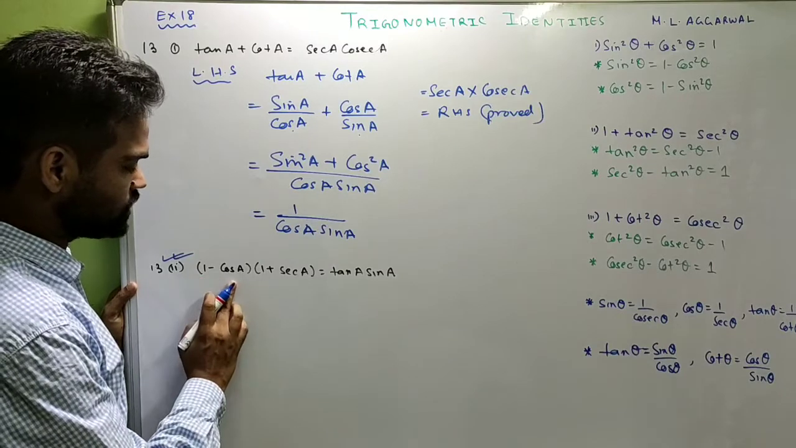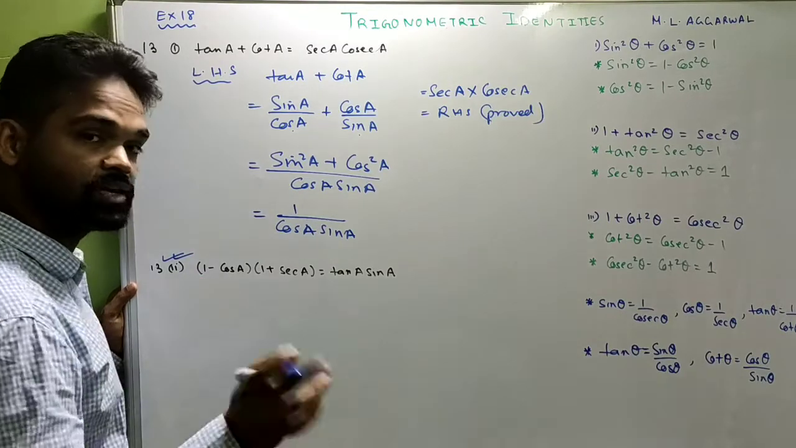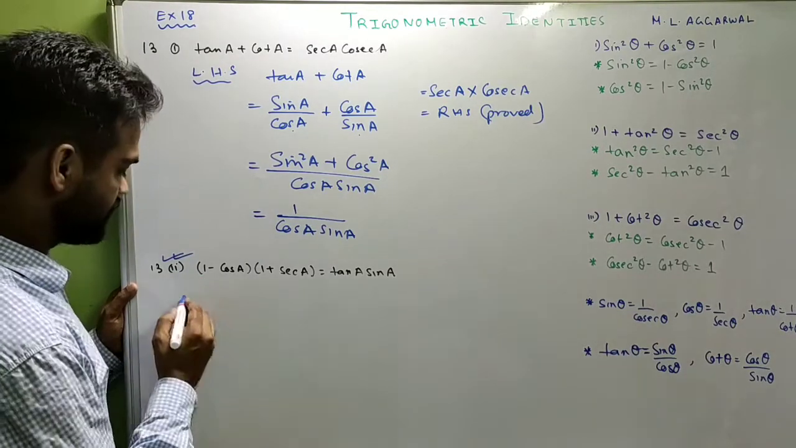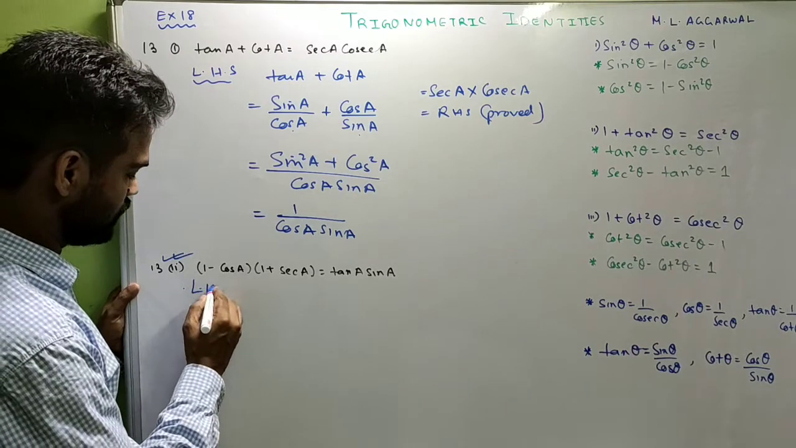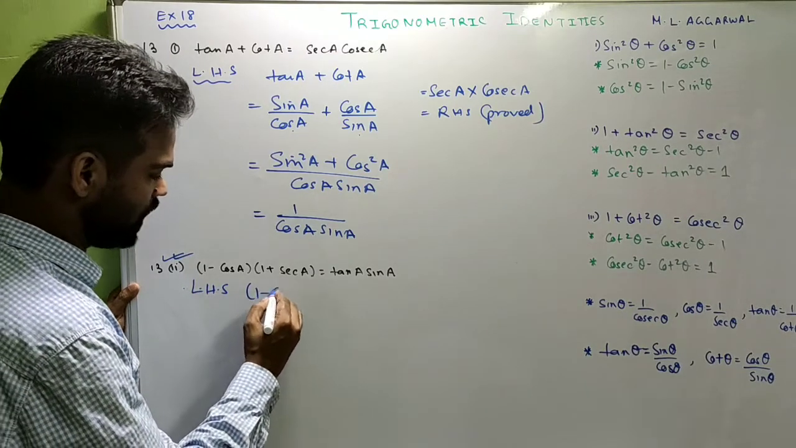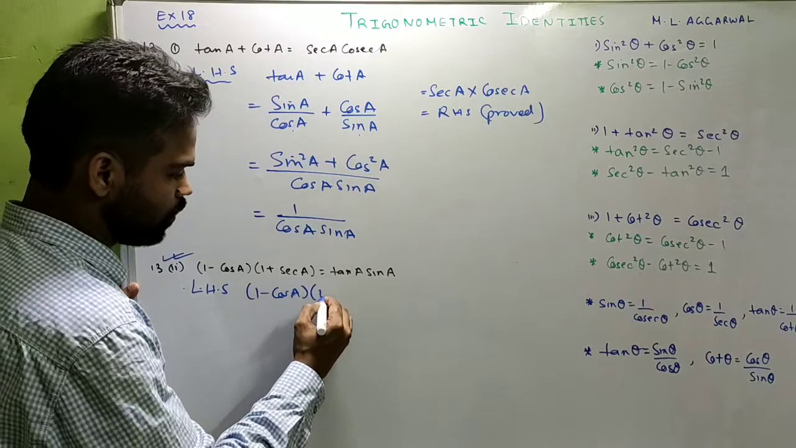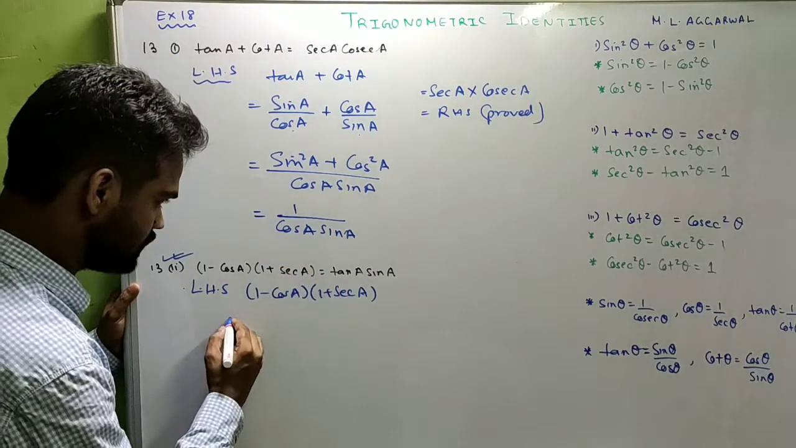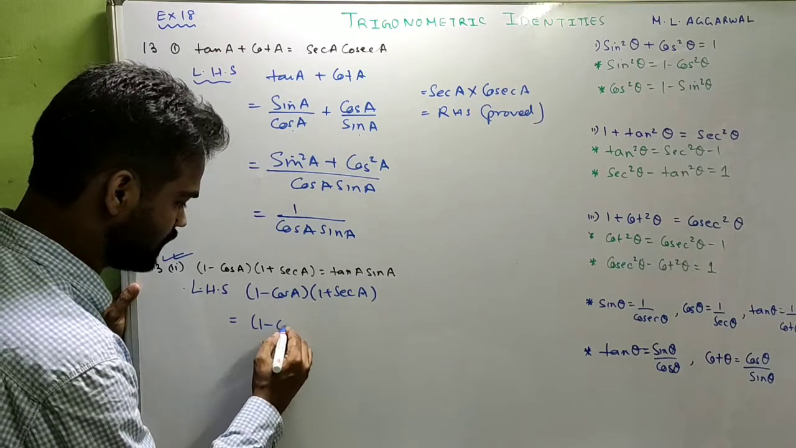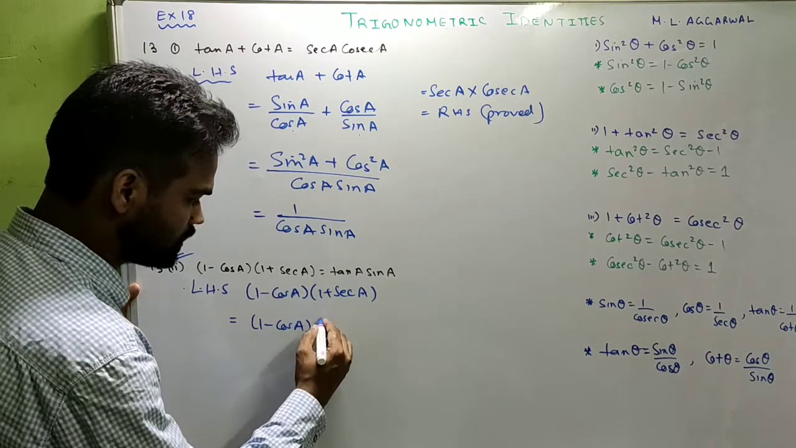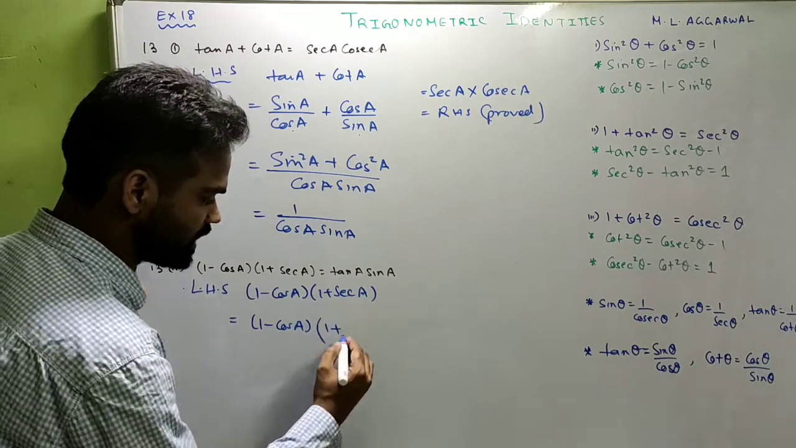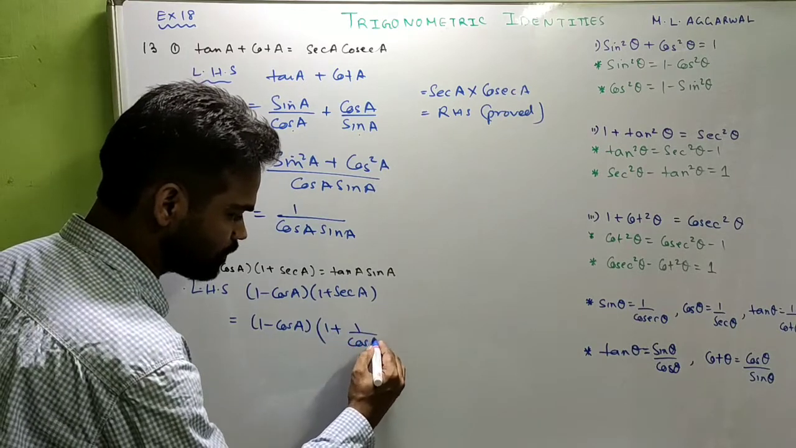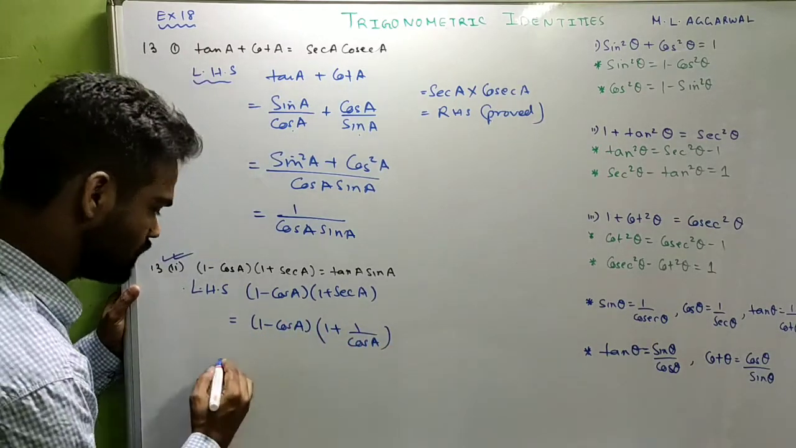Prove that (1 minus cos A)(1 plus sec A) equals tan A sine A. Very simple. Look over here. I'll take left hand side: (1 minus cos A)(1 plus sec A). Now look carefully. This I can write 1 minus cos A. And this can I write 1 plus sec A, can I write 1 by cos A? Definitely.